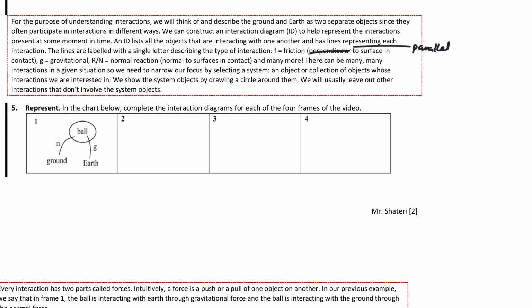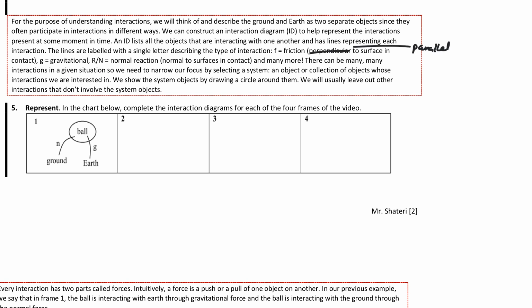Parallel to the surface in contact. There's gravitational, or G, R, and N for normal reaction, and many more. There can be many interactions in a given situation, so we need to narrow our focus by selecting a system, which is an object or collection of objects whose interactions we're interested in. We show the system object by drawing a circle around them. We will usually leave out other interactions that don't involve the system objects.